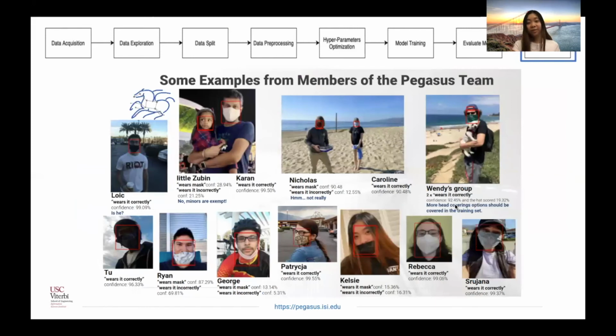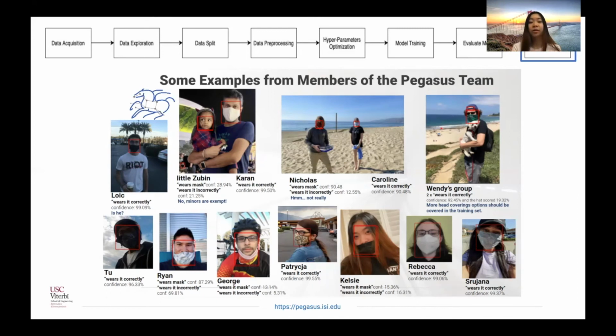Lastly, in the inference step, we can use our own images. So we gathered pictures from the members of the Pegasus team to see how well the model would run with these images. And by looking at this, we can see that it does a great job detecting people wearing their mask correctly, since the confidence level is pretty high at 99.09%, and even as high as 99.55%. So it does a great job classifying people wearing their mask correctly.